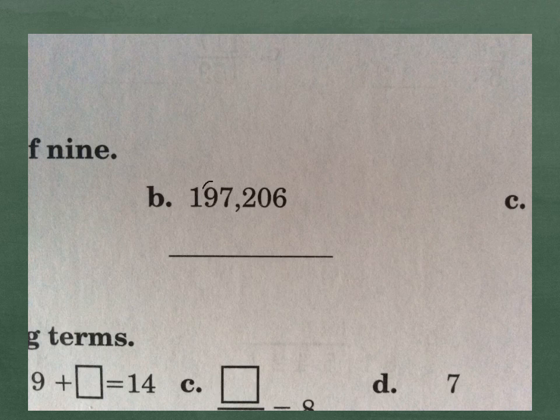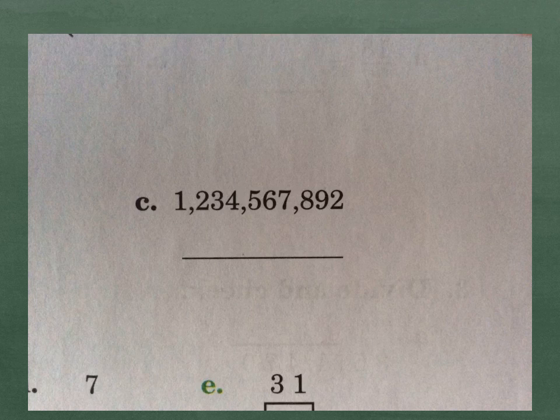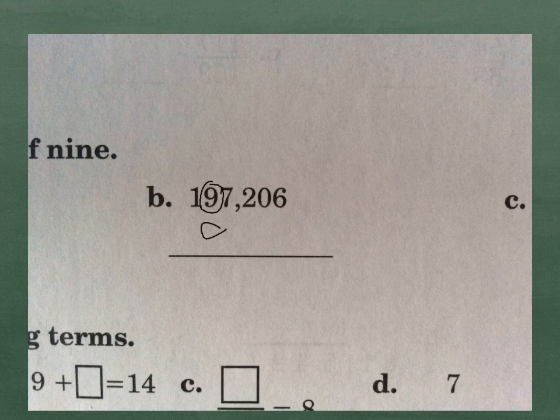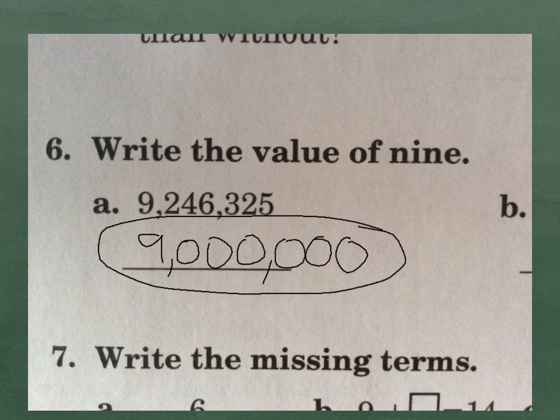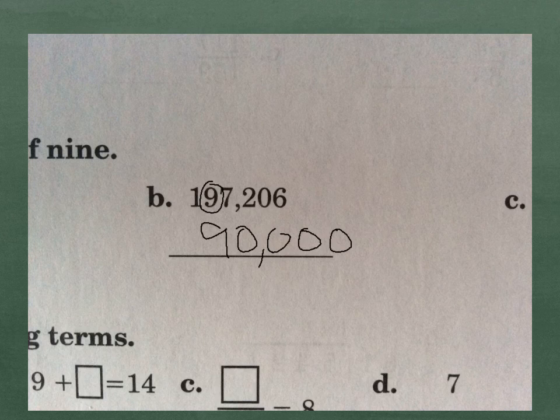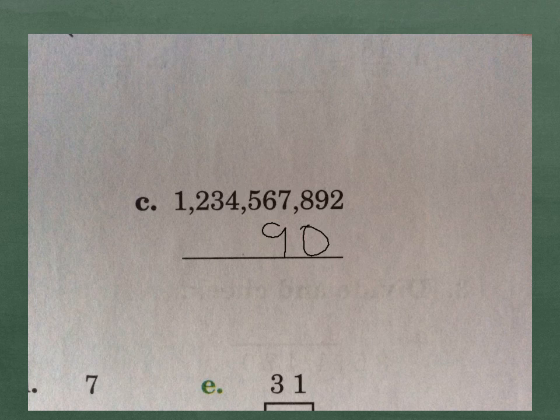B, the 9 here is your 10,000s. So we need to write 90,000. Again, my comma was 3 places over. C, the 9 is the second number in, so we just simply write 90. So A was 9 and 6 zeros, B was 9 and 5 zeros, and C was 9 with 1 zero.